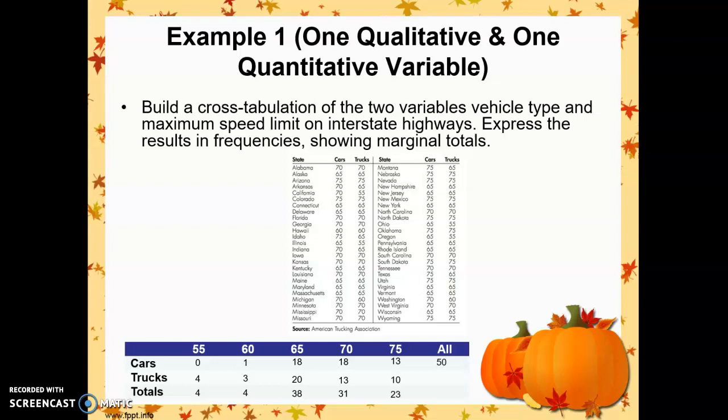So altogether, we have 50 states. If we add up the number of cars that had a maximum speed limit of 55, 60, 65, 70, and 75, that should add up to 50 because there are 50 states represented. If we add the trucks together, 4 plus 3 plus 20 plus 13 plus 10, that's also 50. So we know we haven't missed any, and we've got a total of 100 counts or frequencies in this table.